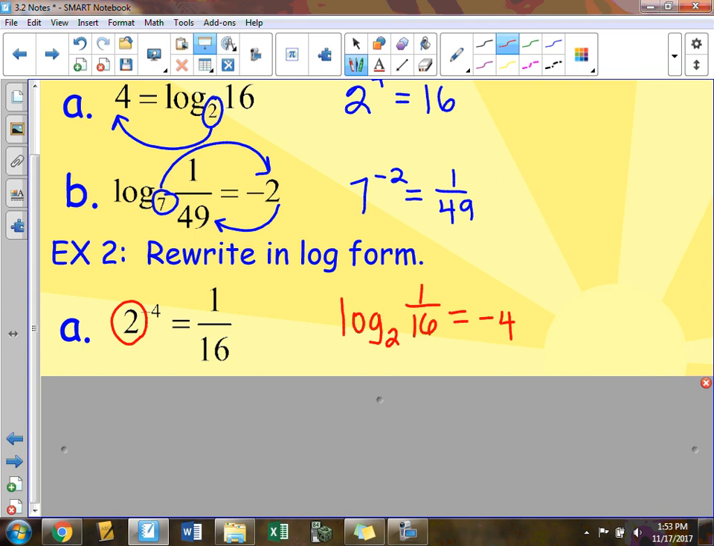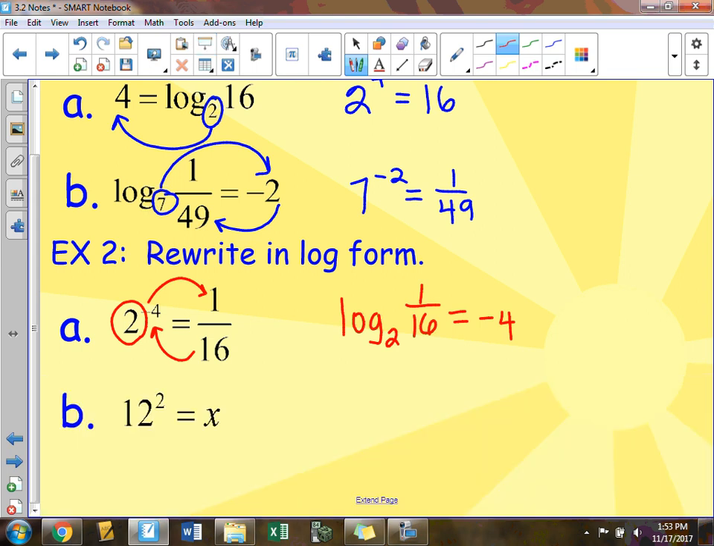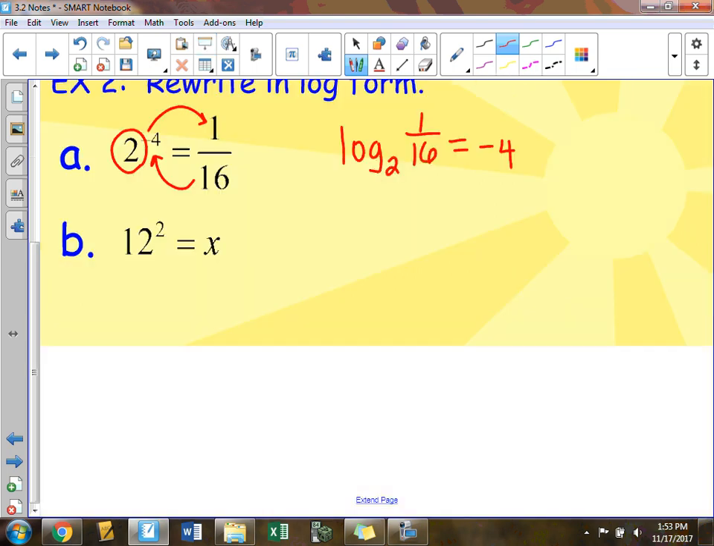So you are still going to the other side. Log base 2 of 1 over 16 equals negative 4. And you're writing that. The last one, rewriting that in log form: 12 squared equals x. So go ahead and rewrite that, and see if it matches my answer.